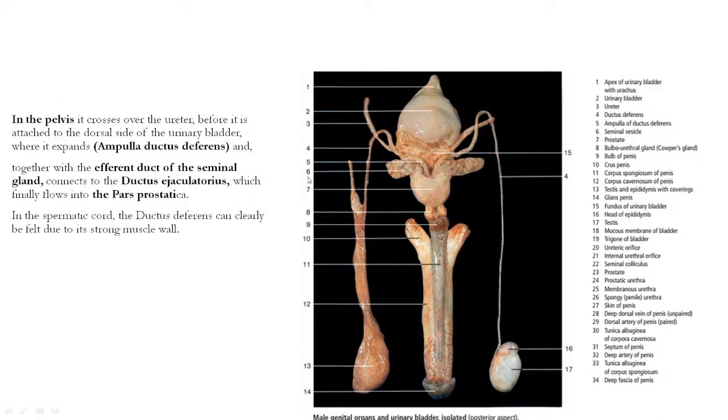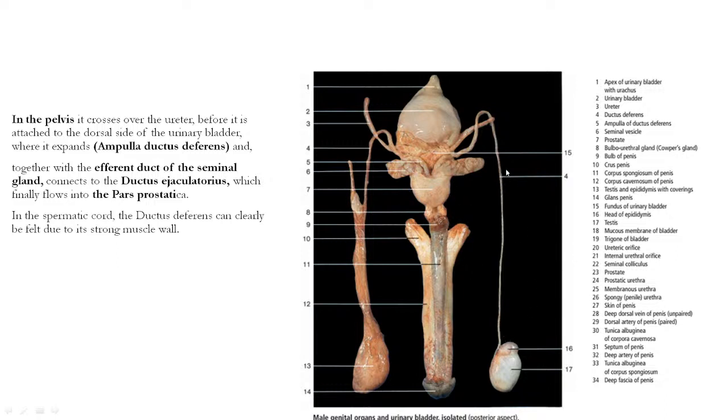In the pelvic section, it crosses over the ureter before it attaches to the dorsal side of the urinary bladder. There it expands into the ampulla of the ductus deferens, and together with the efferent duct of the seminal gland connects to the ductus ejaculatorius, which finally flows into the pars prostatica.